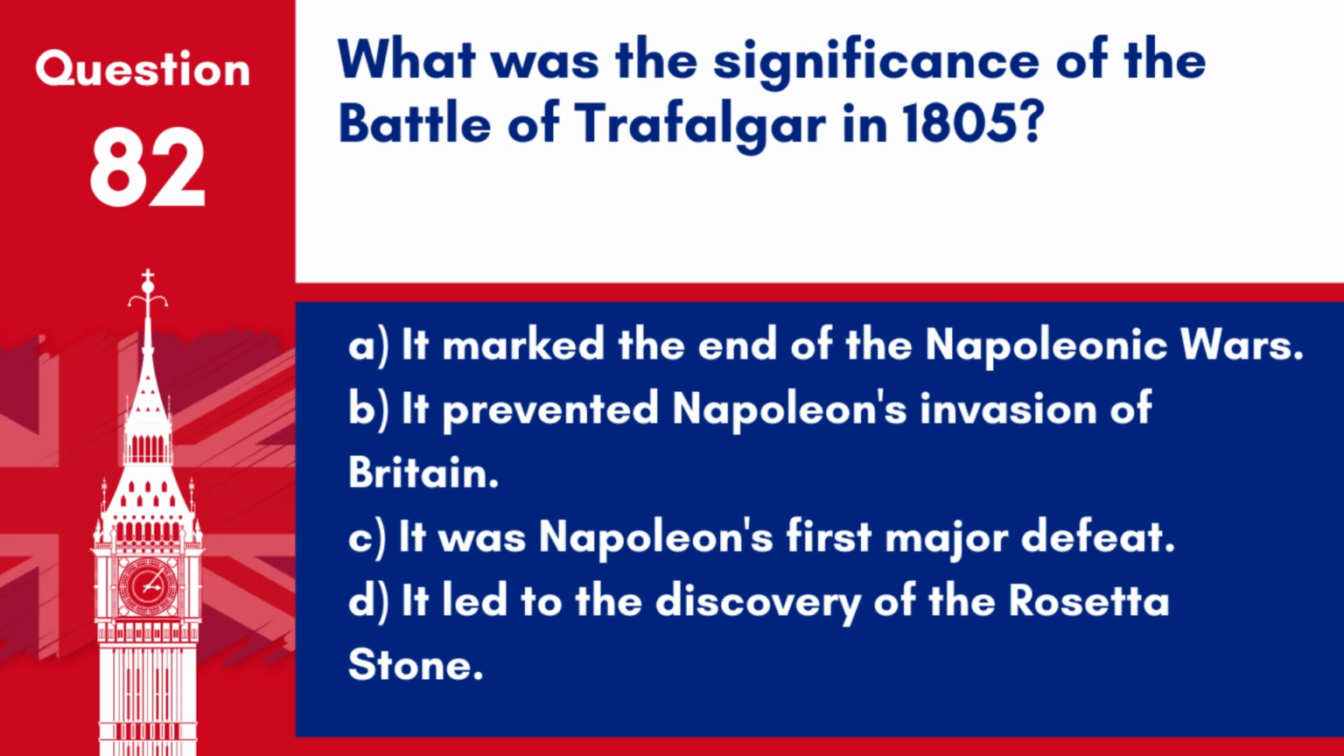Question 82. What was the significance of the Battle of Trafalgar in 1805? A. It marked the end of the Napoleonic Wars. B. It prevented Napoleon's invasion of Britain. C. It was Napoleon's first major defeat. D. It led to the discovery of the Rosetta Stone. Answer: B. It prevented Napoleon's invasion of Britain. The Battle of Trafalgar in 1805 was significant because it prevented Napoleon's planned invasion of Britain.